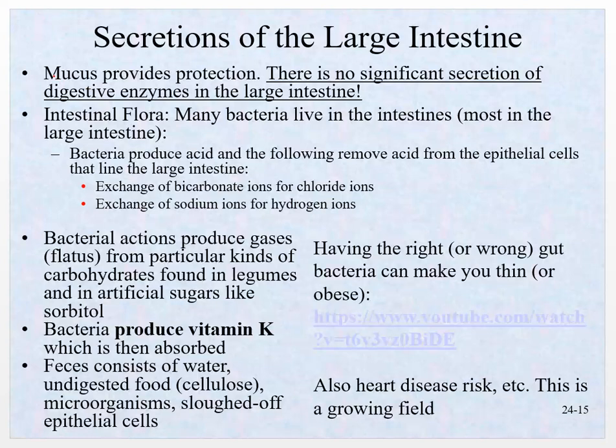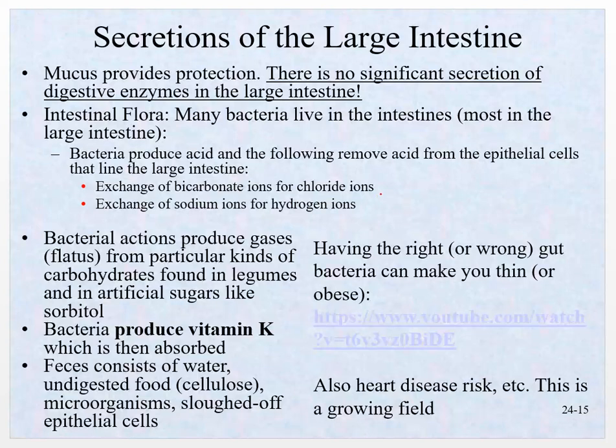Intestinal flora: many bacteria live in the intestines, most live in the large intestine. There are bacteria also living in the small intestine, but most have been found so far in the large intestine. So what are the bacteria doing? Bacteria produce acid, and the following remove acid from epithelial cells that lie in the large intestine: exchange of bicarbonate ions for chloride ions, exchange of sodium ions for hydrogen ions.